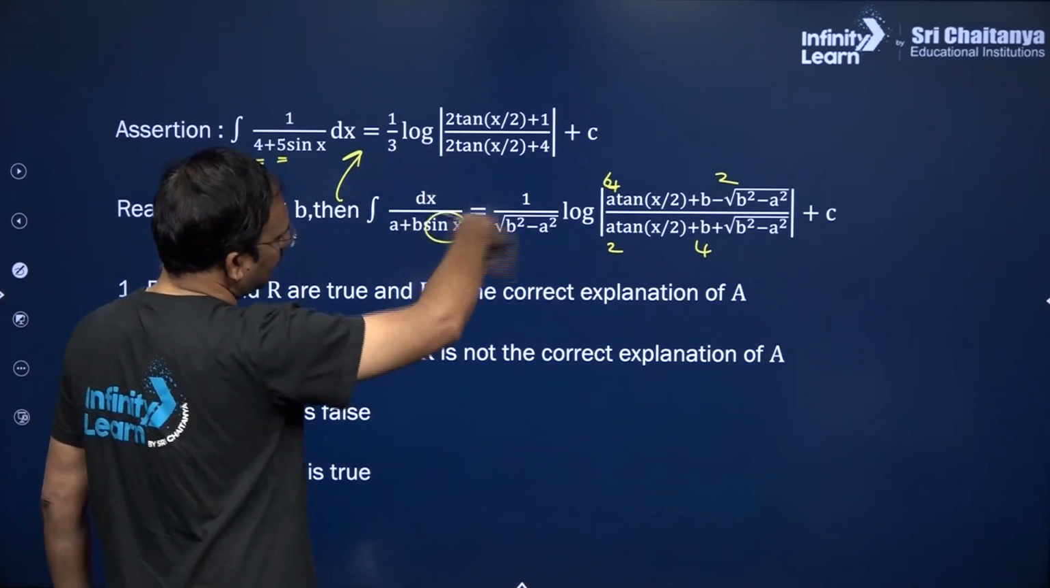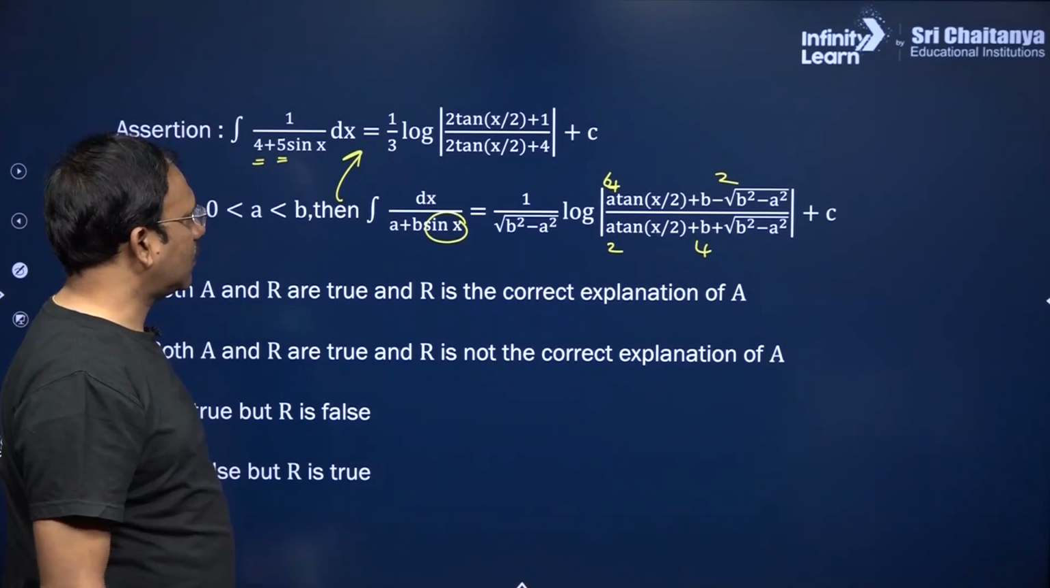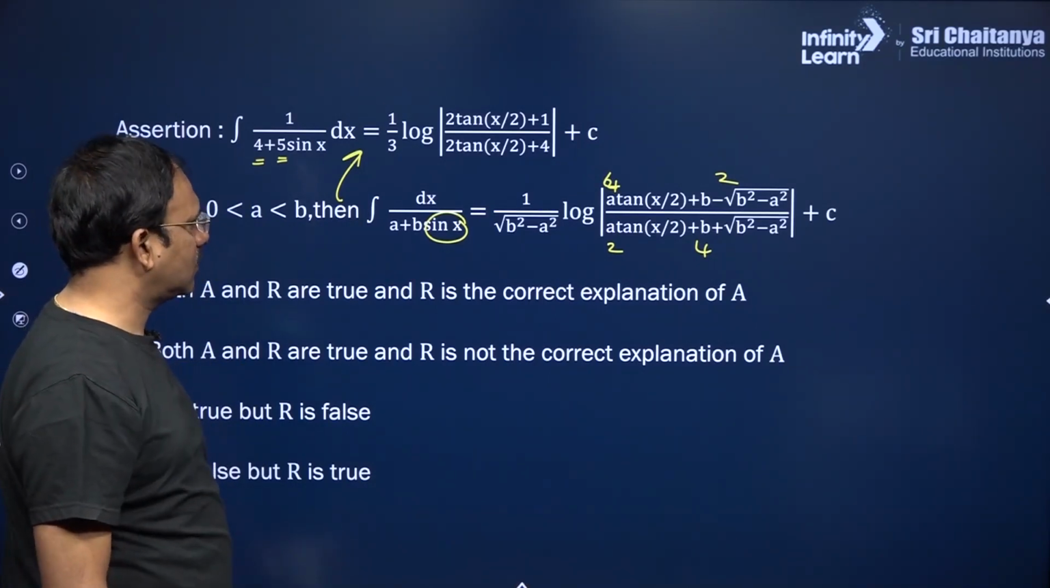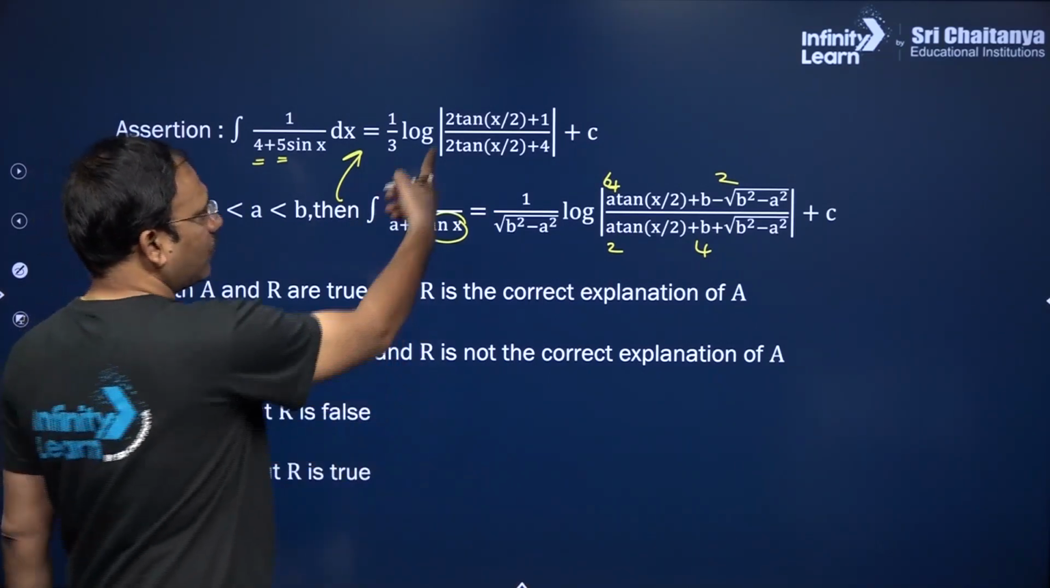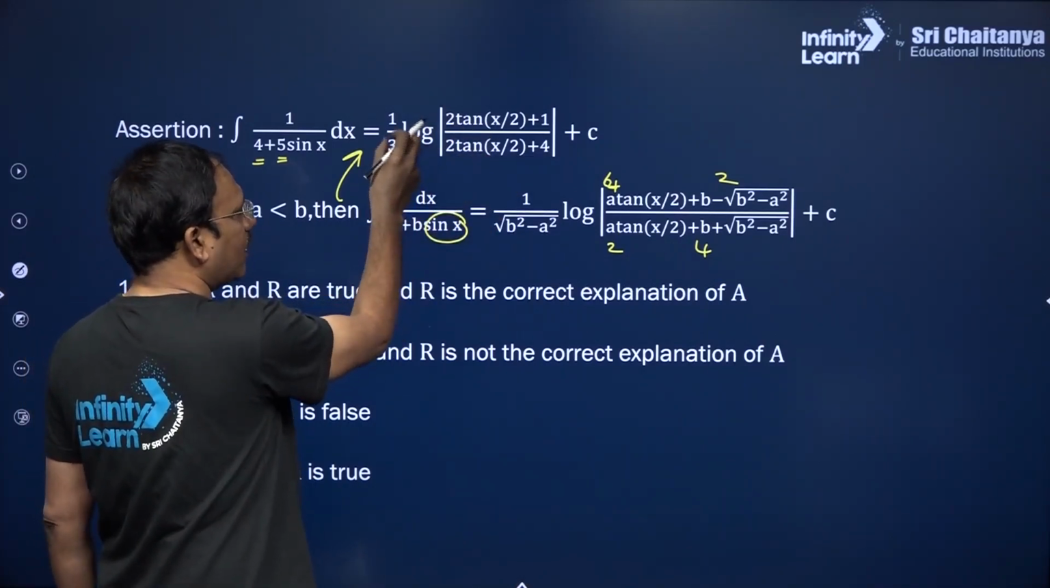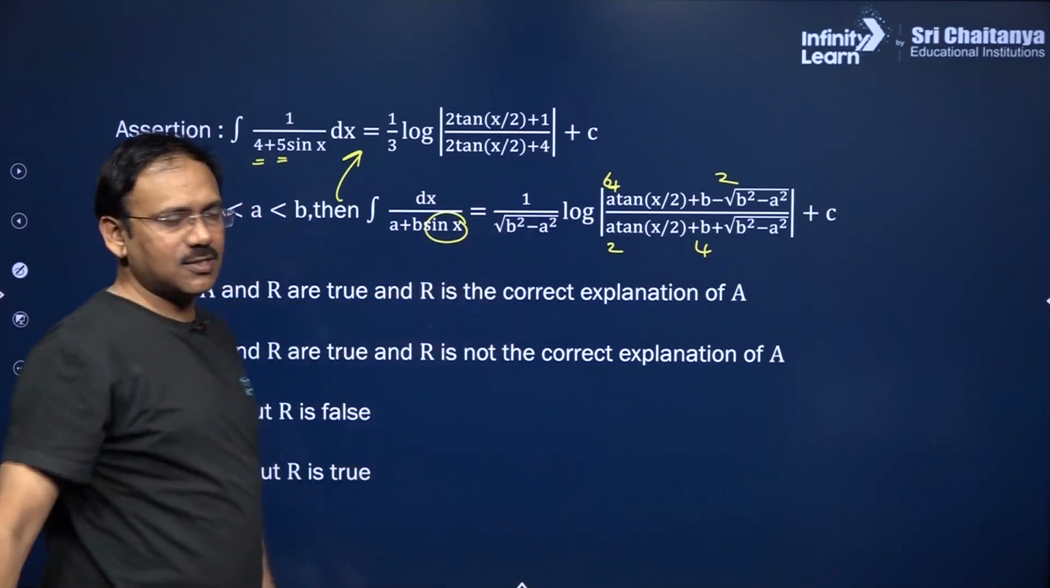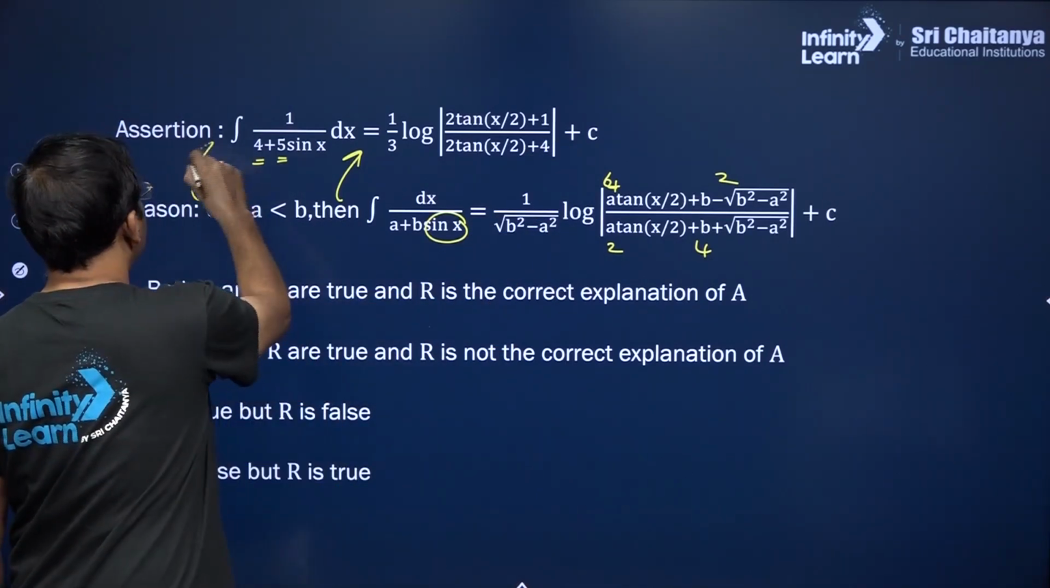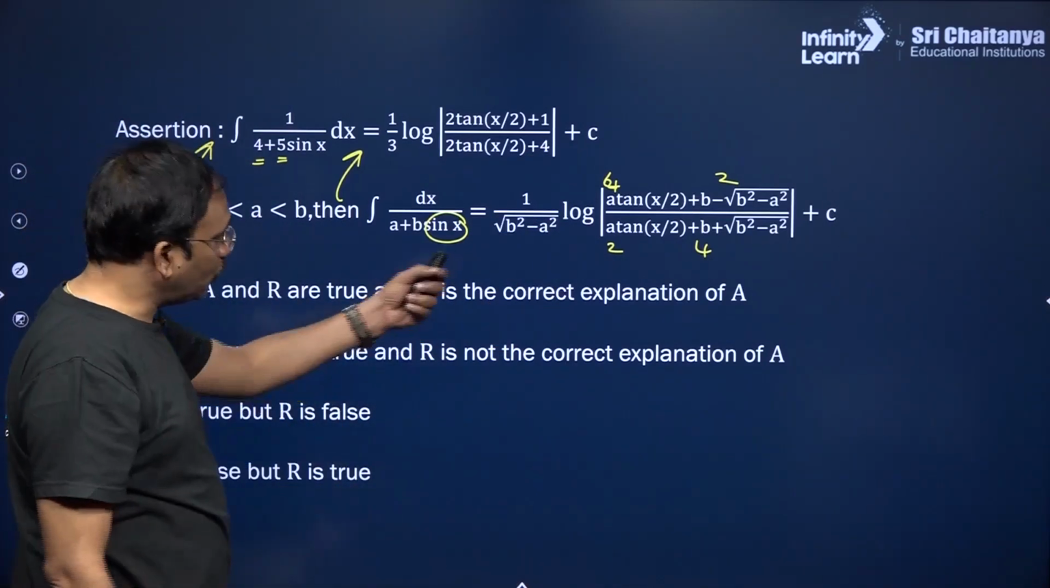If not, that goes into the constant part, no issue with that too, my dear friends. Because if you take 2 common here, log 2 plus log of this, so 1 by 3 into log 2 can be sent into the integration constant. So this is the correct explanation. Now how to prove this?